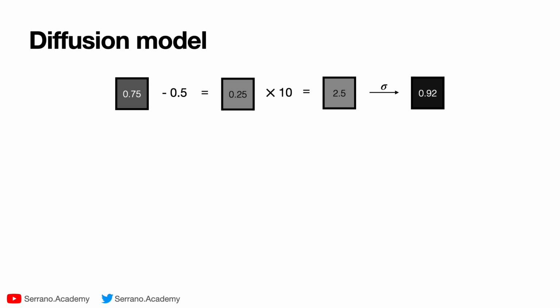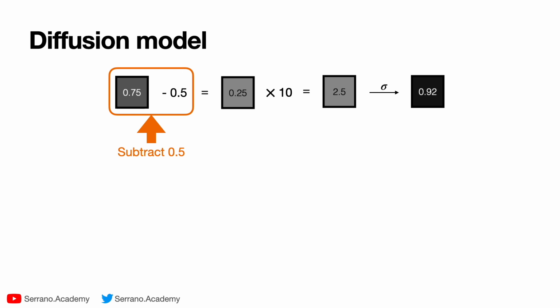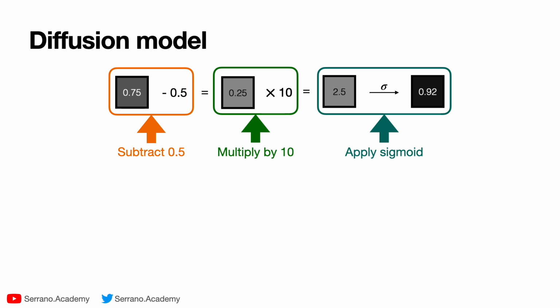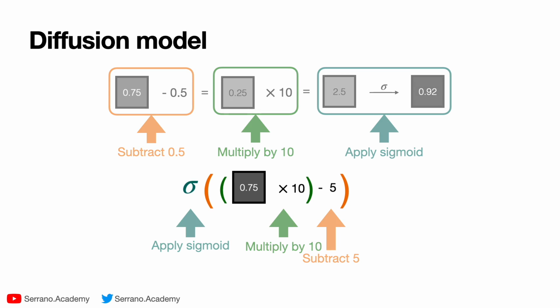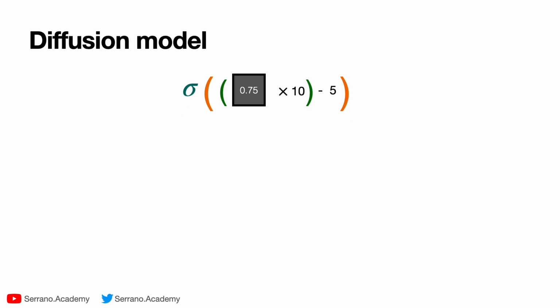So let's look at one of them. Let's say the one with 0.75 that turns it into 0.92. What did we do here? Let's recall that first we subtracted 0.5, then we multiplied by 10, and then we applied sigmoid. Those are neural network operations. Let's organize them a little bit. So first, I have 0.75 times 10, and this minus 0.5, since it was done before multiplying by 10, I can actually turn it into subtracting 5, because 0.5 times 10 is 5. I'm just using the distributive property. So here I have subtract 5. And finally, I apply the sigmoid function. So this is the operation that I'm going to turn into a neural network.